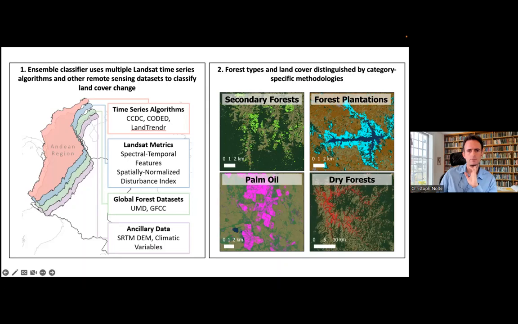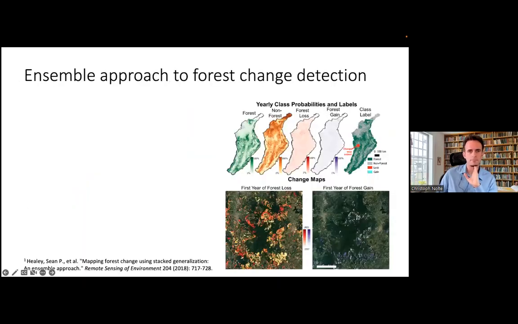So then the second step is actually distinguishing between these different types of forests and land cover that have very specific features that we're able to use to develop class-specific methodologies, and they also have different conservation values. So I'll get into a little bit of that later.